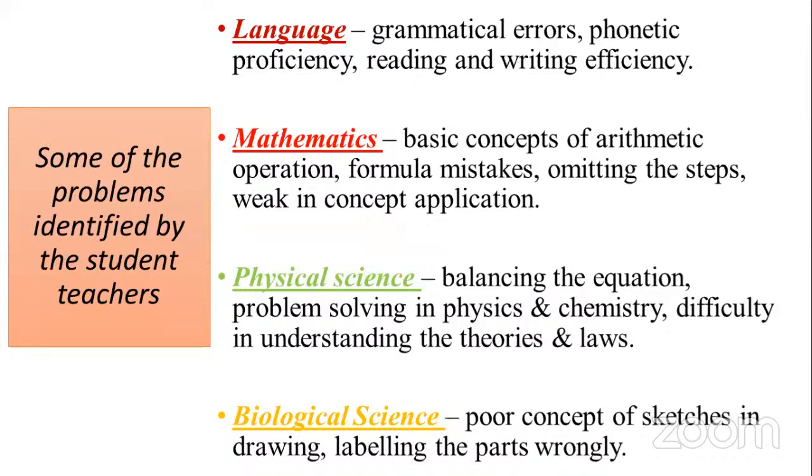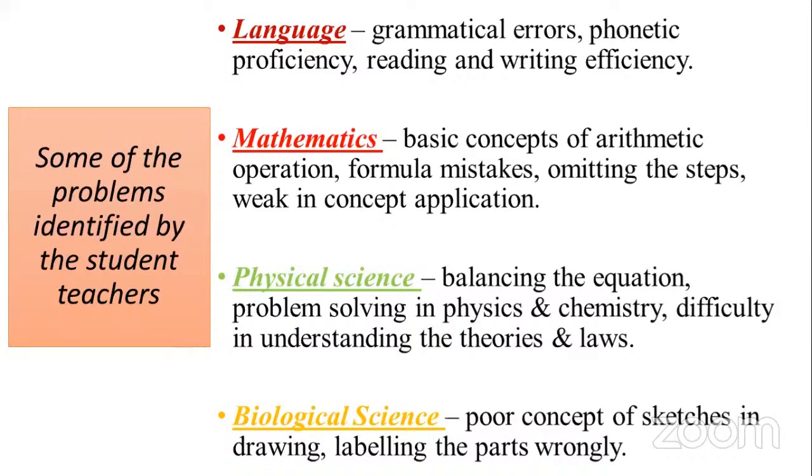Difficulty in understanding the theories and laws. That is very difficult because the derivations, they have to learn by heart. They can't write the laws, the theories, the equations, or balance the equations on their own. So in that, students will be making mistakes. So as a physical science teacher, what should I do to solve this problem? The teacher should think from that angle.